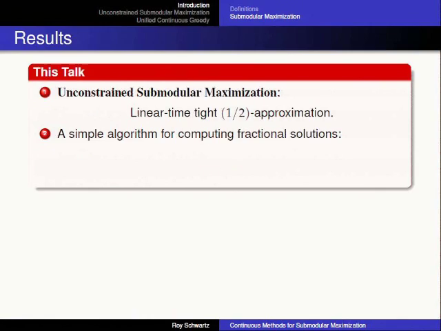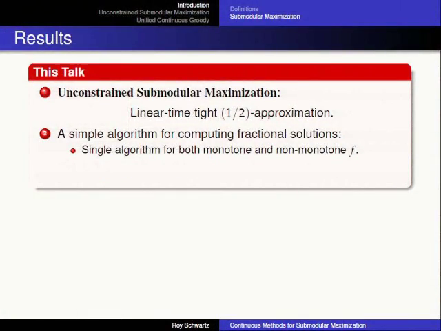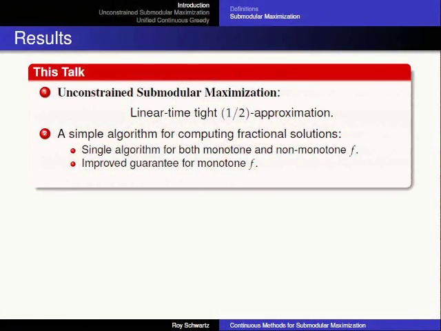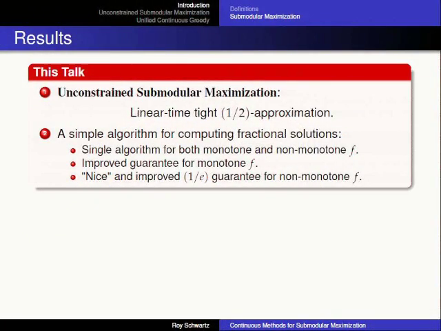And we also see a simple way of computing fractional solutions. The advantage of this method is that, first of all, it will be a single algorithm that works both for the monotone and non-monotone cases. So essentially, there's no distinction anymore between the two cases. It will give improved results for the monotone case and also improved and nice results for the non-monotone case. And again, everything with a single algorithm. So no need to distinguish between simulated annealing and continuous greedy and so on.